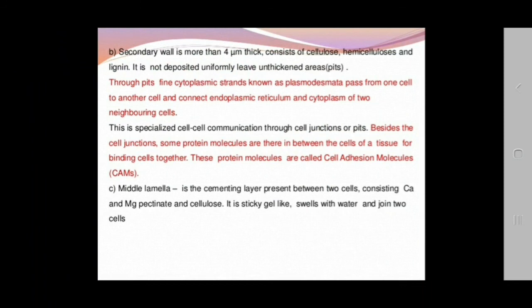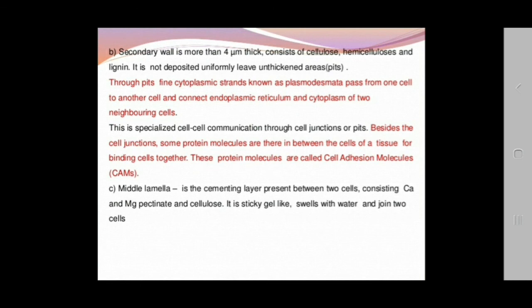Through these pits, cytoplasmic strands known as plasmodesmata pass from one cell to another cell and connect the endoplasmic reticulum and the cytoplasm of two neighboring cells, which allows the exchange of materials amongst the cells. This is specialized cell to cell communication through cell junctions. Besides the cell junctions, some protein molecules are there in between the cells of a tissue for binding cells together. These protein molecules are called cell adhesion molecules or CAMs.